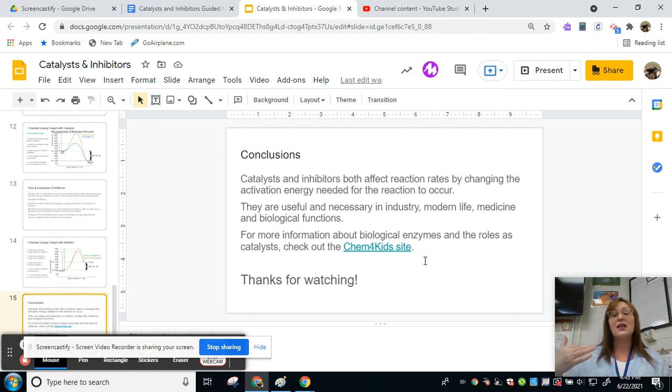So conclusions, catalysts and inhibitors both affect reaction rates, very necessary in everyday life.